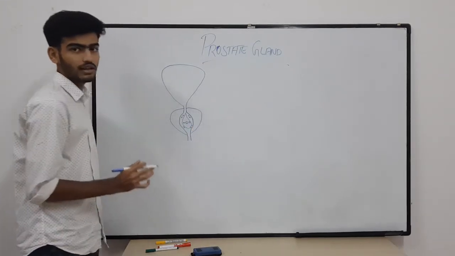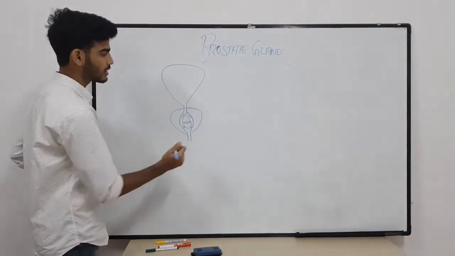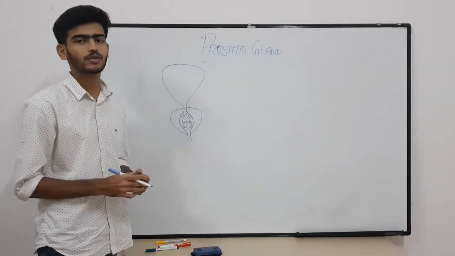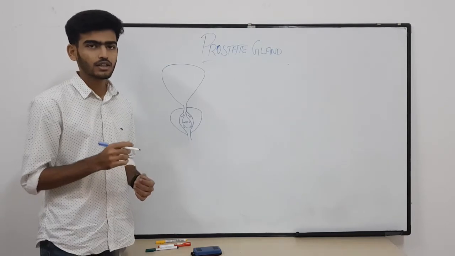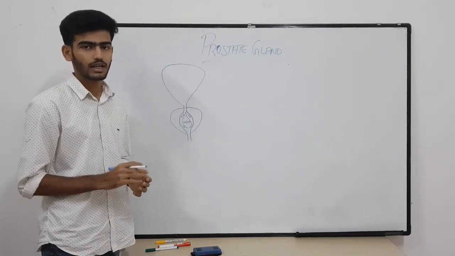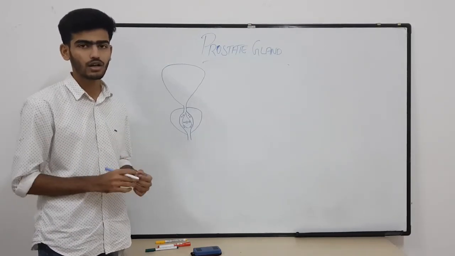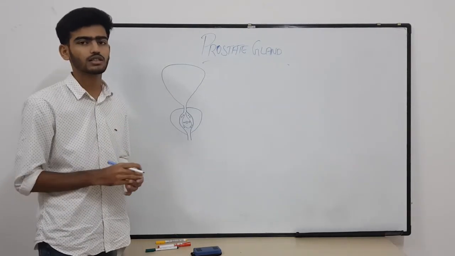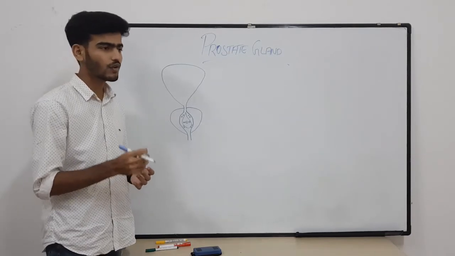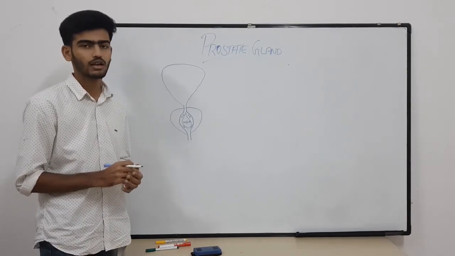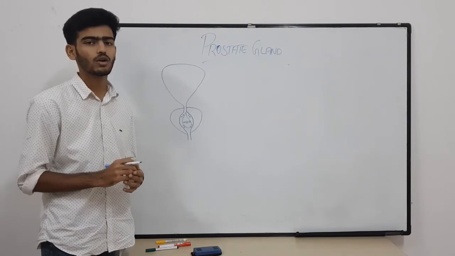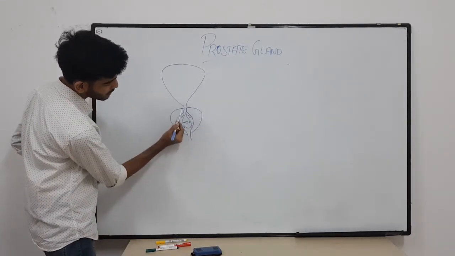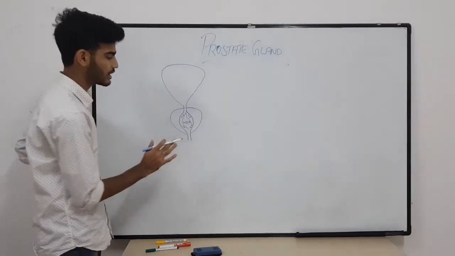So now we will learn the coverings of the prostate gland. The prostate gland is covered by two capsules, the true capsule and false capsule. The true capsule is formed by the condensation of the peripheral part of the prostate gland. So the peripheral part itself will condense and form the true capsule. And the false capsule is derived from the endopelvic fascia. So this is the true capsule. It is formed by the condensation of the peripheral part of the gland itself.